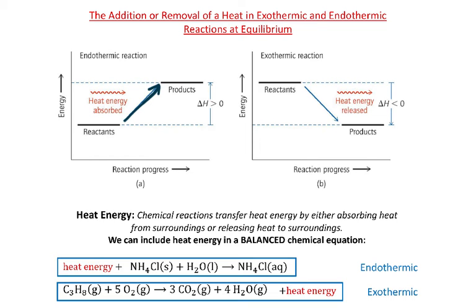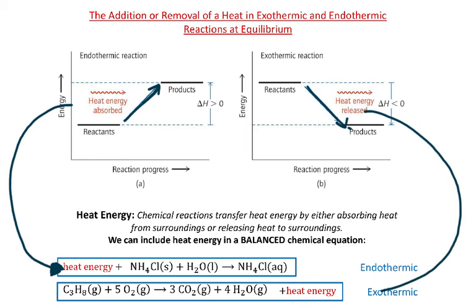We can include heat as essentially a reactant in this reaction, right? Because without the heat, the reaction doesn't go. So heat is like a reactant that's required for this to go. And then for exothermic reactions, of course, heat is released. And so heat is a product of the reaction. It's not a chemical product, but it is a product of the reaction.